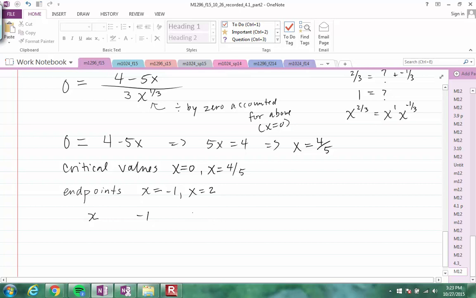So I'm going to organize a little bit of a table here. Left to right, -1, then I had a critical value 0, and then the next value was 4/5 from left to right, and then finally 2.